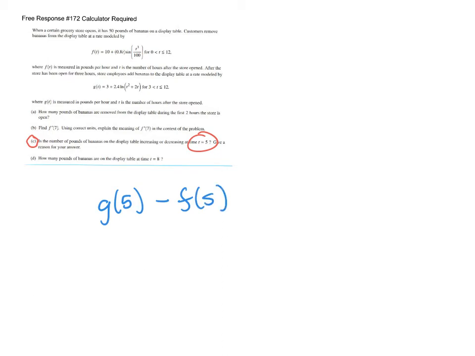And if we compute that, it's either going to be positive or negative. If it's positive, then the number of pounds of bananas on the table are increasing. If it's negative, they're decreasing. And again, we can use our graphing calculator to compute this. We just need to compute the two values. So we'll plug 5 into G and we'll plug 5 into F and subtract them.